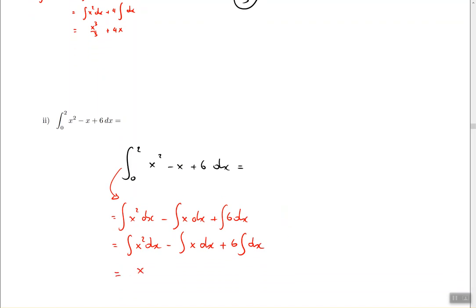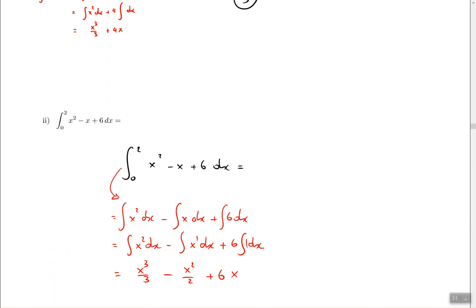So the x squared becomes x cubed over 3 because adding 1 and dividing by the same thing. X to the power of 1 becomes x squared over 2, and the 6 becomes 6x because we're integrating nothing. That means we're integrating 1. So typically speaking, that's what you do.